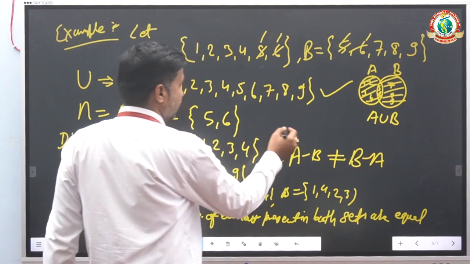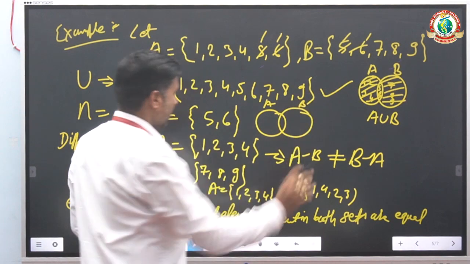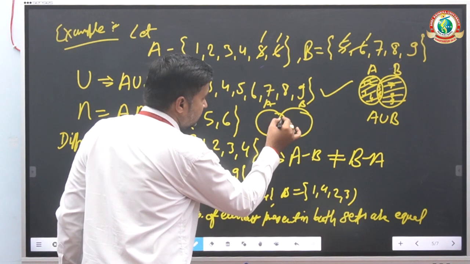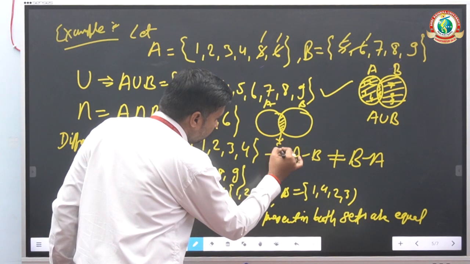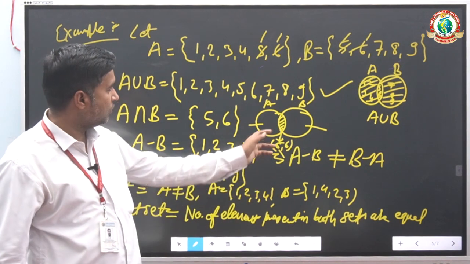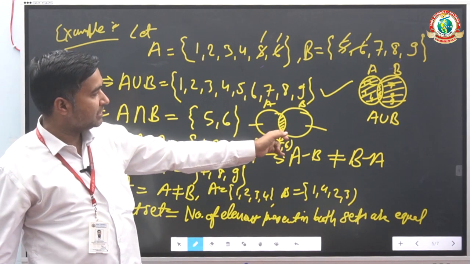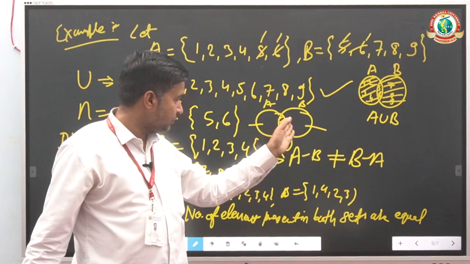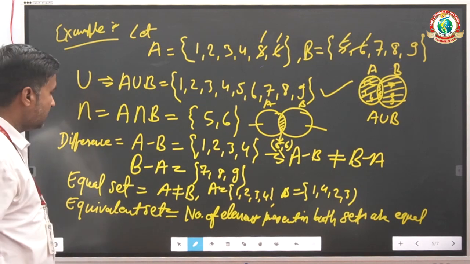Now A intersection B, we take common elements. So here the common portion of these two sets is this place, and only 5 and 6 are common, all others are different, because in A set 1 2 3 4 and in B set 7 8 9 are left. So we take intersection of A and B, that is the common portion, and the common elements are 5 6. So this is our Venn diagram presentation.